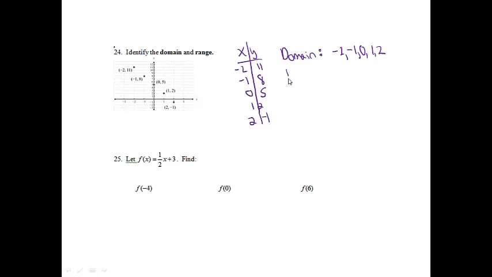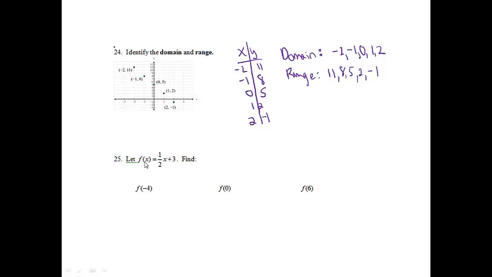Okay, number 24 says to identify the domain and the range. I find this helpful, first of all, to make a list of my x's and my y's. So those points are (-2, 11), (-1, 8), (0, 5), (1, 2), and (2, -1). And if you remember, the domain is just a list of all the x values. So this is just going to be -2, -1, 0, 1, and 2. And then my range is just all the y values, which will be 11, 8, 5, 2, and -1. Some people put those in order, that's fine, or we could put them just how we have them.